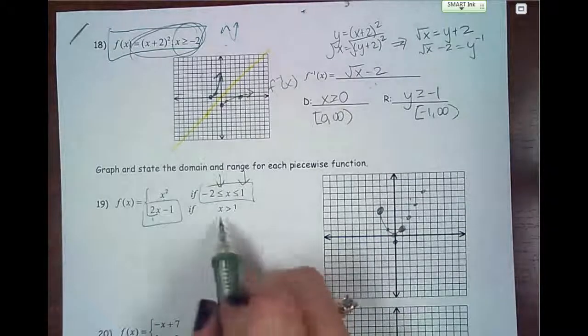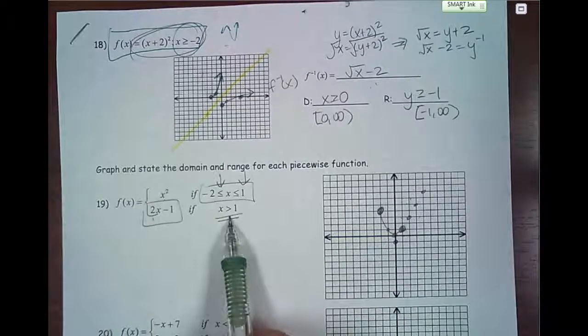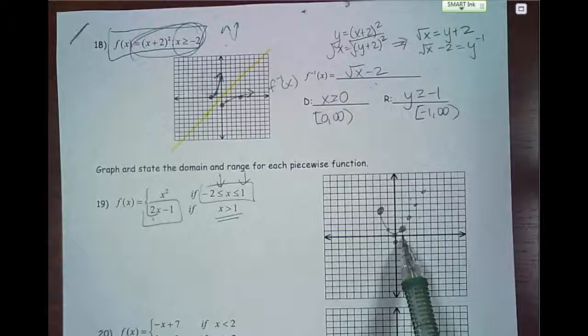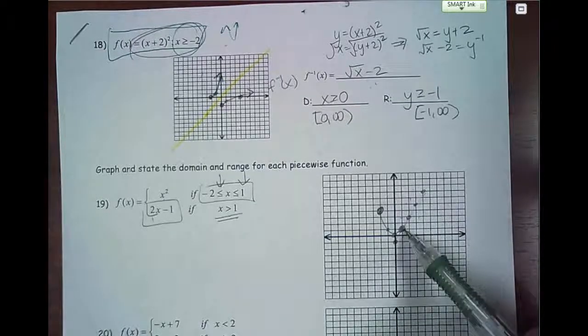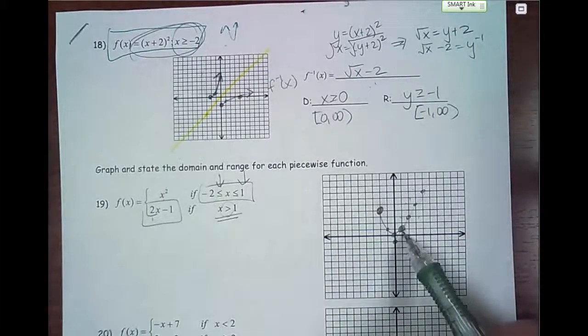Now let's check the domain. It wants x to be bigger than 1. So put your pencil on 1. Go to the graph. Well, here's my line. Go to the graph, and it wants an open circle. Well, there's already a closed circle there.